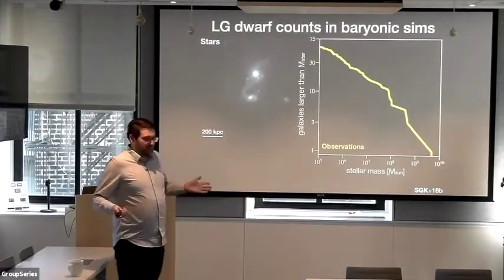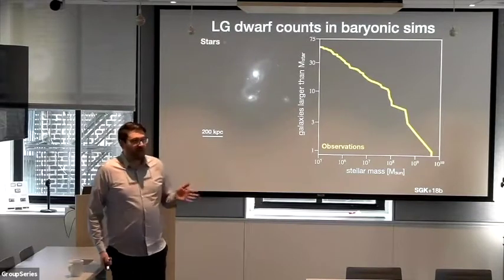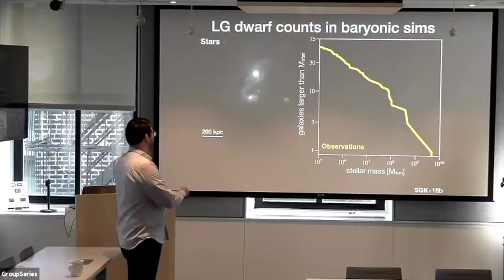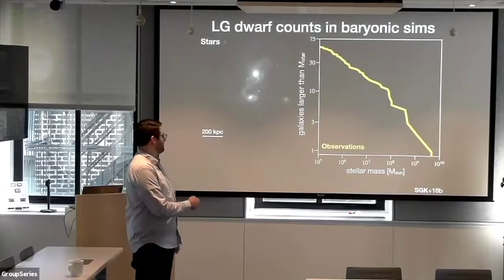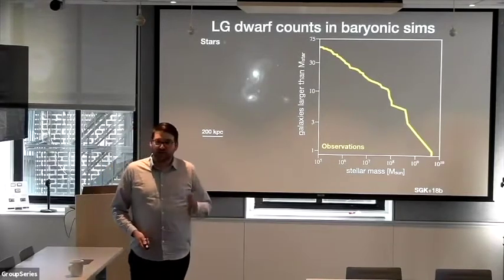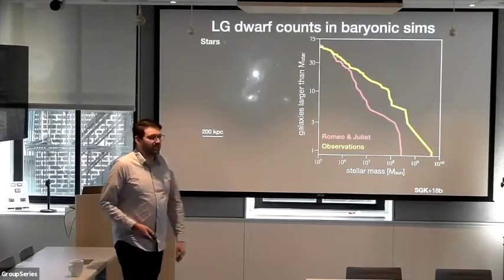So let's dive into these simulations. Let's start by asking, can we reproduce dwarf galaxy counts in the local group? So first, I'm just going to count up all the dwarf galaxies that you see in this image on the left. Again, the observations lie roughly here. They're slightly different because I've chopped the x-axis at 10 to the 5. And if I count up the dwarf galaxies in the picture, then I end up with a line that looks roughly like this.